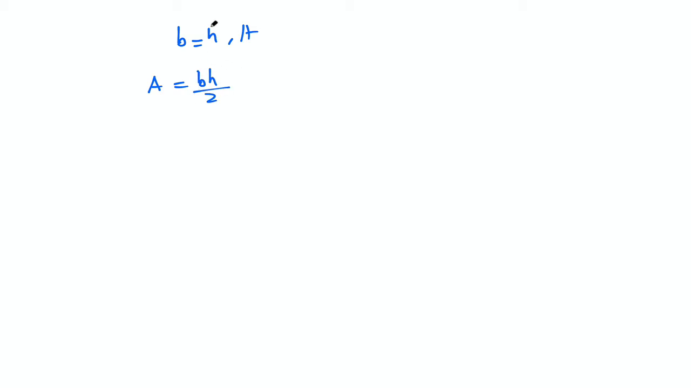But we know that base is equal to the height. So what I can do is replace the base with the height itself. Then I can get h squared over 2. But this is the same thing as saying 1/2 times h squared. Okay? So we have this.